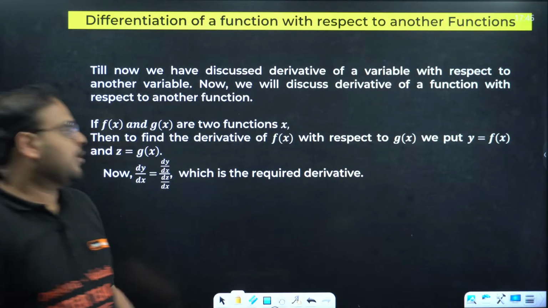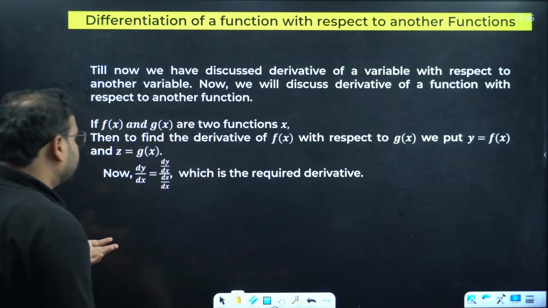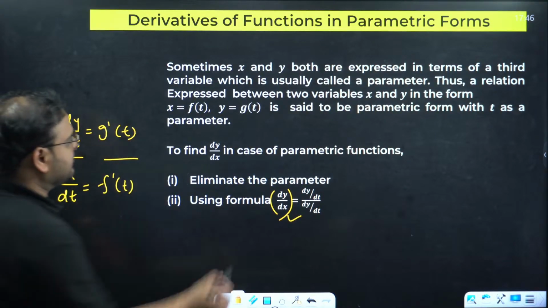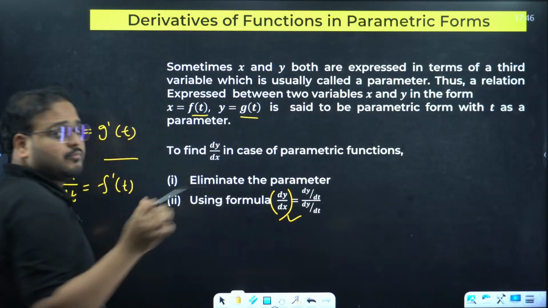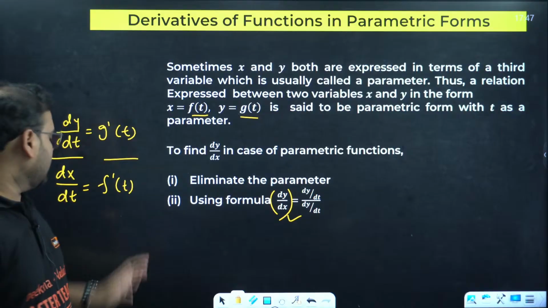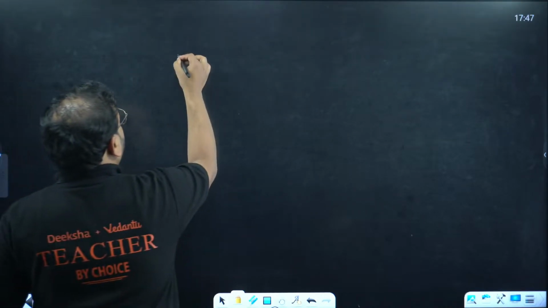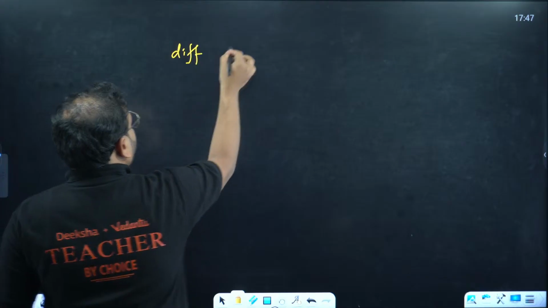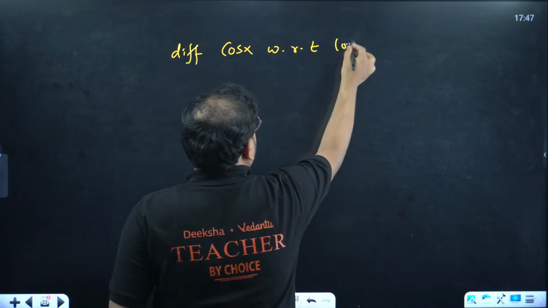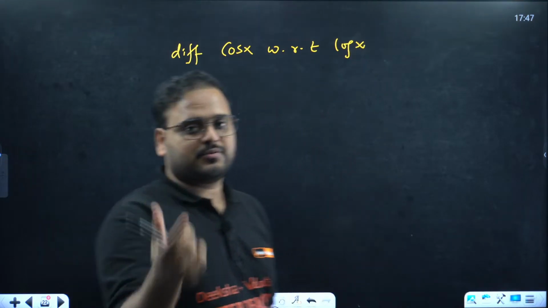What if the same thing happens in the case of a function? Exact same thing. Instead of just a relation like this, we'll have a proper function. Let's say I can have sin x with tan inverse, cos x with log. If I ask you to differentiate cos x with respect to log x, this is the condition for the derivative of a function with another function.